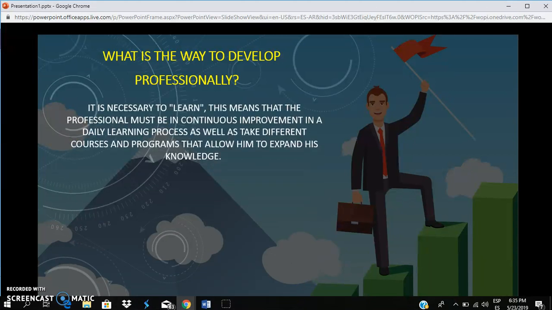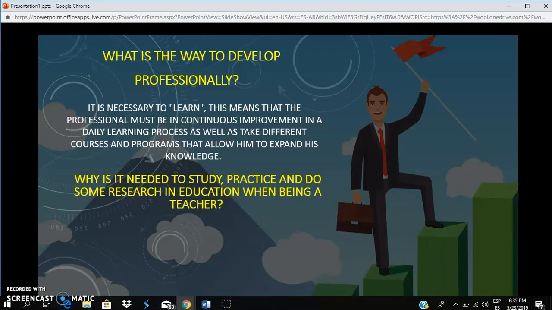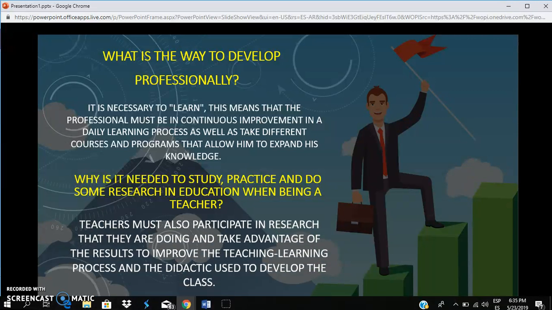What is the way to develop professionally? It's necessary to learn. This means that the professional must be in continuous improvement in a daily learning process, as well as taking different courses and programs that allow him to expand his knowledge. What is needed is to study, practice, and do some research in education when being a teacher. Teachers must also participate in research and advance on the results to improve the teaching-learning process and the didactics used to develop the class.